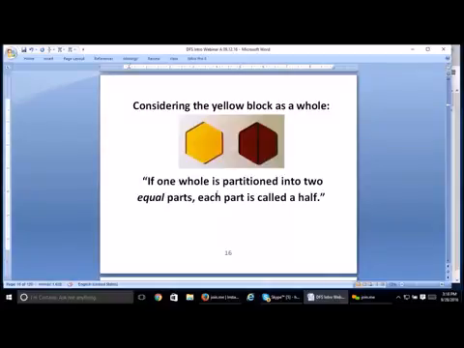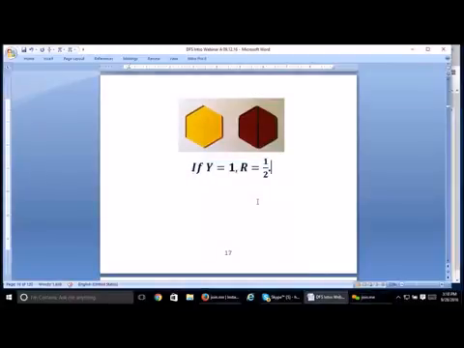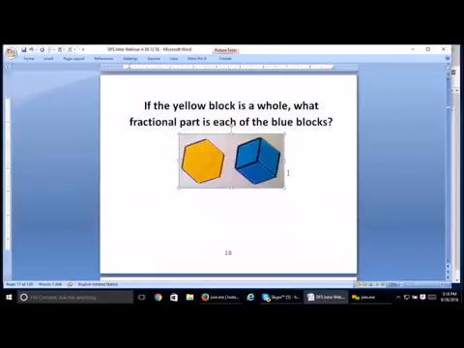We have to say, if a whole is partitioned or broken up into 2 equal parts, each part is called a half. So we need to mention a whole, we need to mention partition, and we need to mention equal parts. And we have the following notation. We write if y equals 1, if the yellow block is 1 or a whole, then the red block is a half.